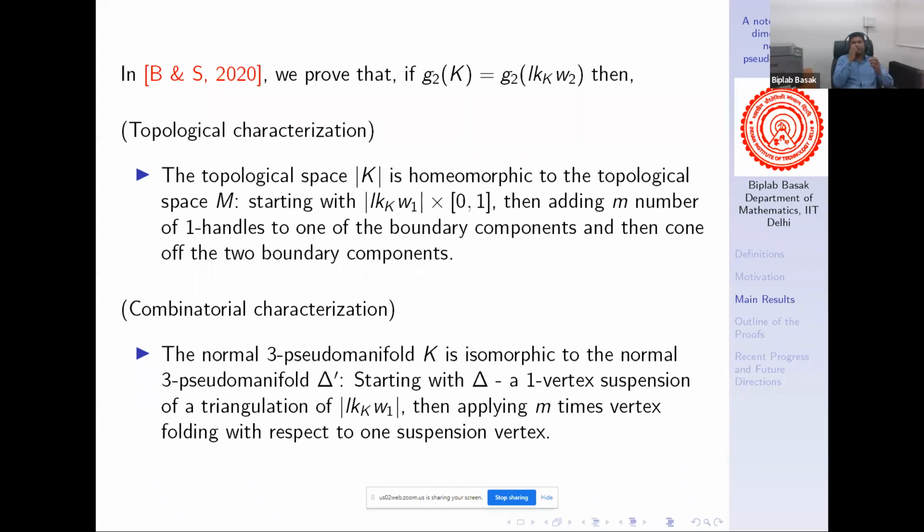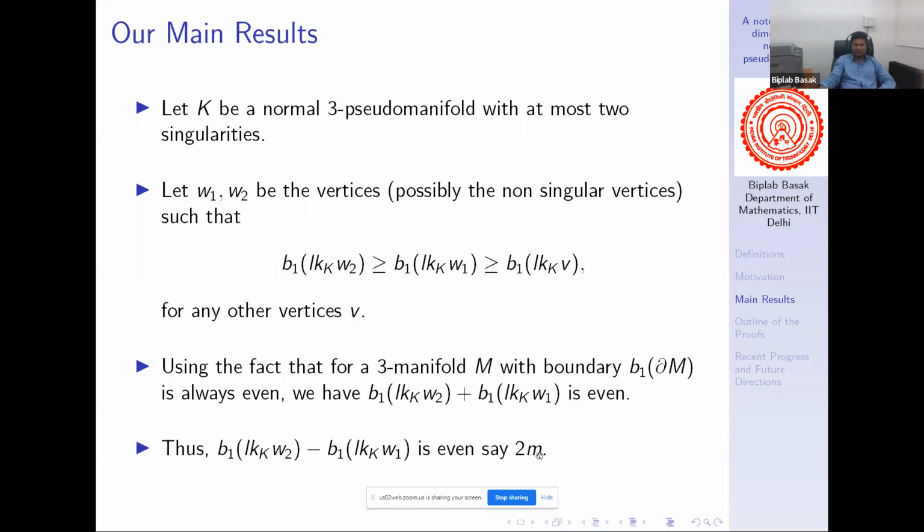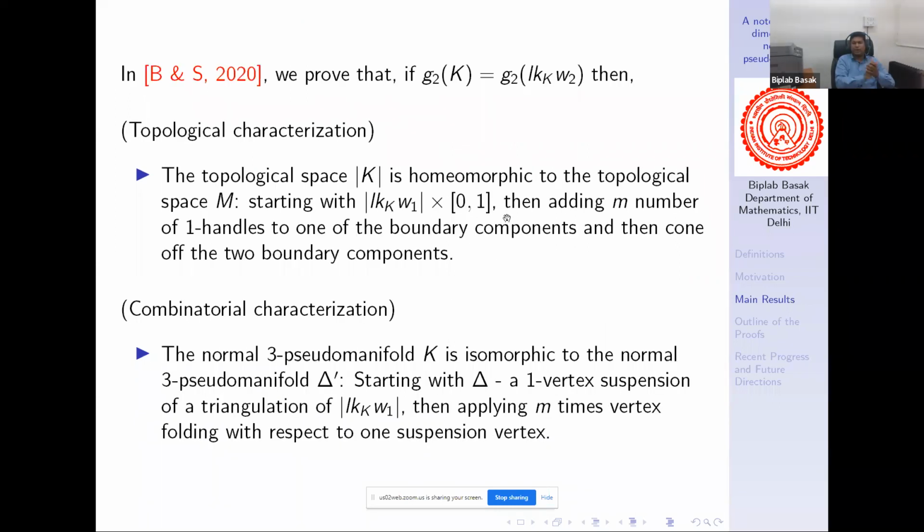So we start with this link of W1 and we take the product with [0,1]. Okay, and then we add m number of one handles on one side. So how does this m come about? It comes from this. So we add m number of handles on one side and then we cone up the boundary components. So this is the topological characterization. So we first come to that one.